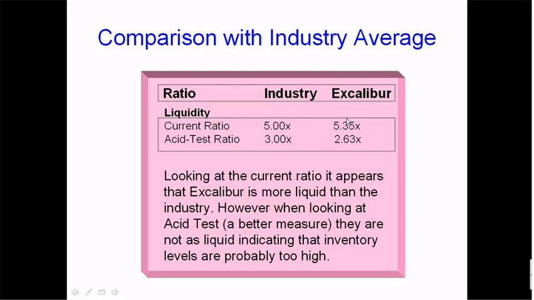Oh, in terms of current ratio, they are performing better. But acid test ratio, their ability is not as good as the industry. So what is the problem with this firm? Oh, their inventory levels are probably too high. Okay, so that's how we interpret the financial statements of a particular company.